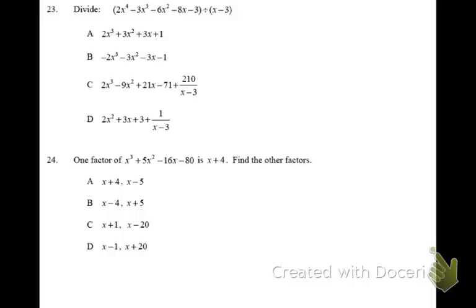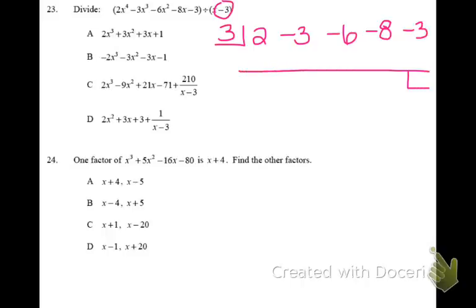23, you're dividing once again, so I'll go ahead and divide using synthetic division. That is my method of choice. So take the opposite of that, so that's a 3. I have 2x to the 4th minus 3x cubed minus 6x squared minus 8 minus 3. Leave some space, remainder box. First term comes straight down, so that's 2.